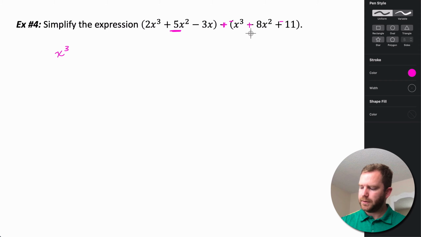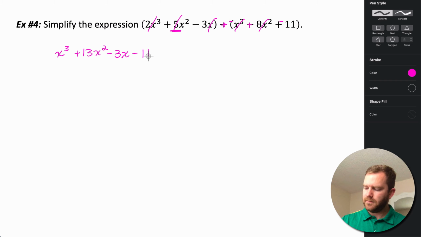5x squared plus 8x squared. So 5 plus 8 is going to be 13, so plus 13x squared. Negative 3x, plus there are no other linear terms, so it's just going to stay negative 3x. So we have taken care of those. And now we have this plus negative 11, so it's just going to be minus 11. This one doesn't ask us to do it, but it's a 3rd degree polynomial, so it's a cubic polynomial.